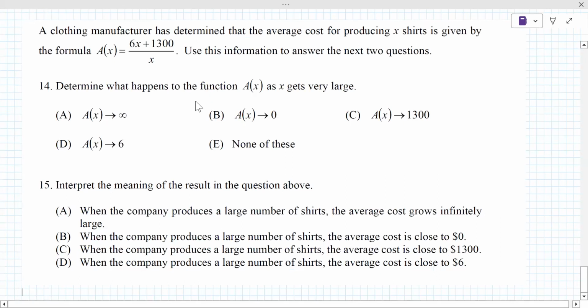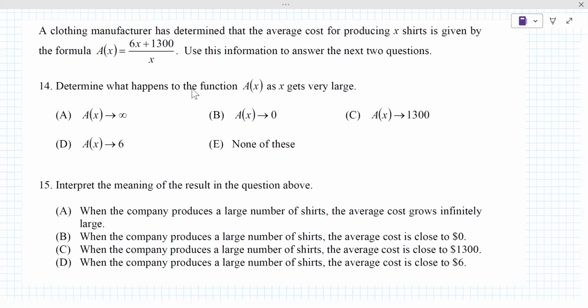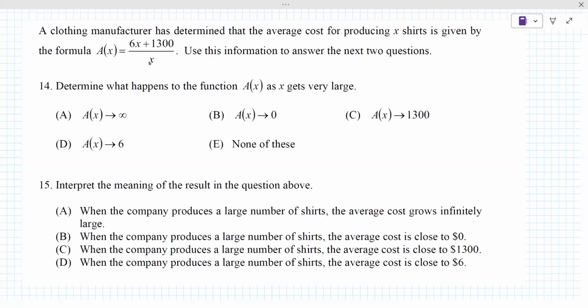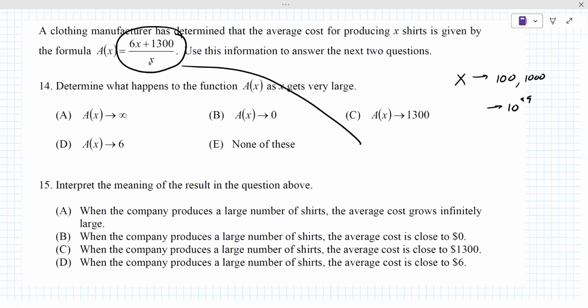But in 14, they're giving you a scenario where a clothing company has determined the average cost is given by this formula here, and they want you to answer some questions. So they're asking, what happens as x gets really large? Large could mean a lot of things. Large could be 100, could be 1,000, could be 10 to the 99. You can also do it algebraically by dividing both of these by x.